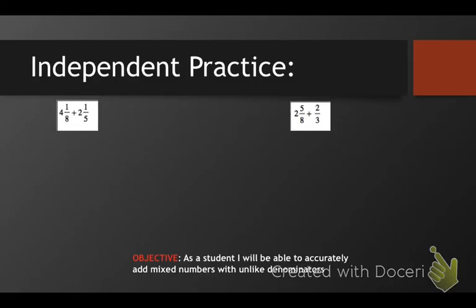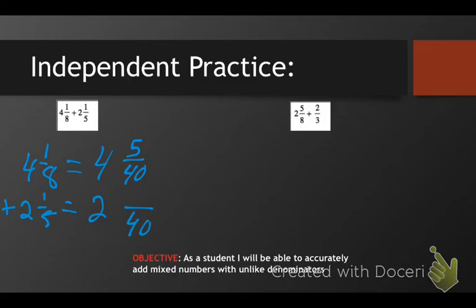All right, and if you're waiting for me, I'm going to go really quickly through both of these. Here we go. 4 1/8 plus 2 and 1/5. Common denominator is actually 40. And how does 8 become 40? You should multiply by 5. 1 times 5 is 5. And this one would be multiplied by 8.